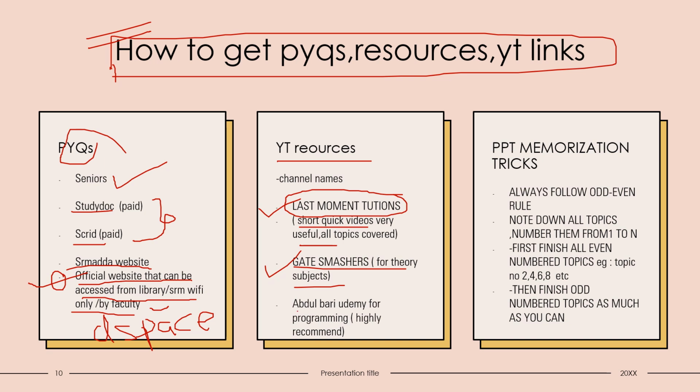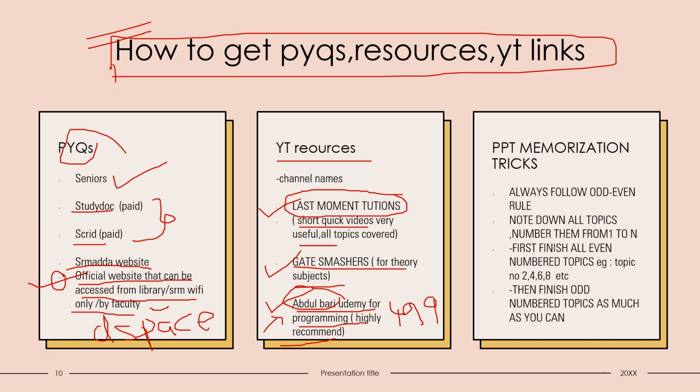And for programming, highly recommended, go for the Abdul Bari Udemy course. It is only 499. If you do this, you'll never regret it when your placement starts. This guy is the gem. Whatever resources, be it Striver, be it Love Babbar, be it Apna College, or be it PW, whatever it is, they are nothing in front of this guy.